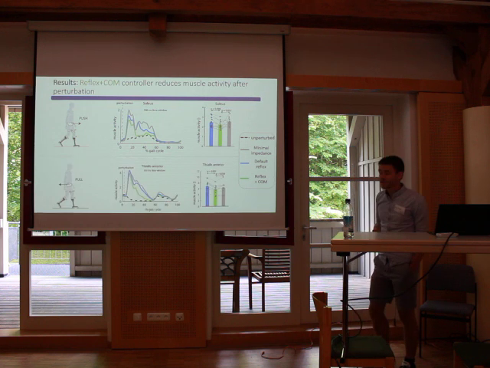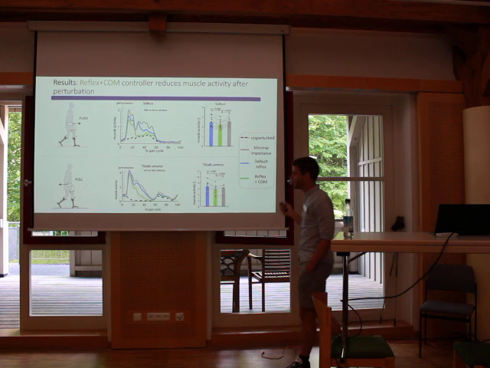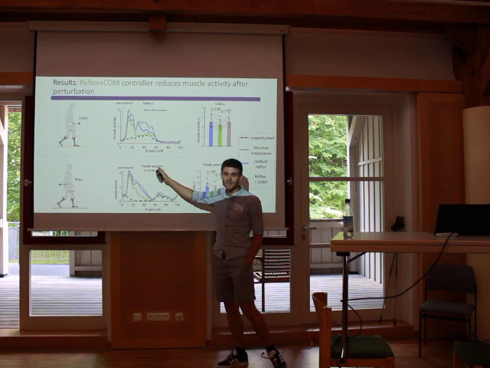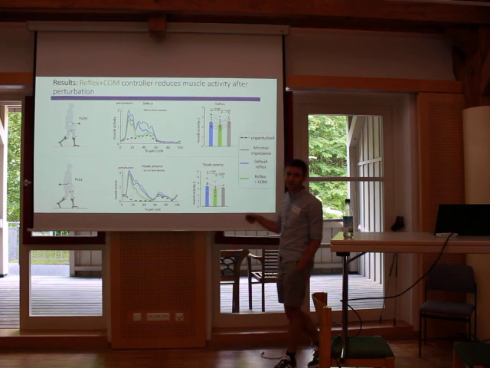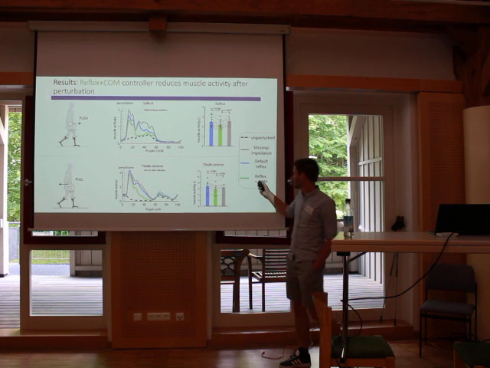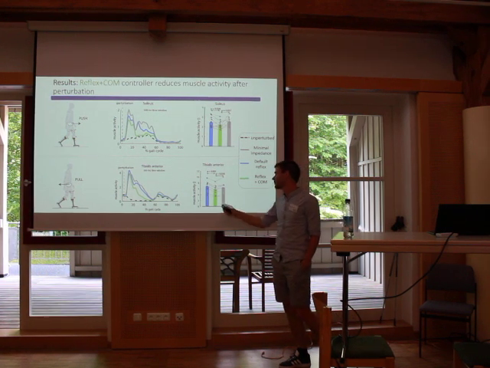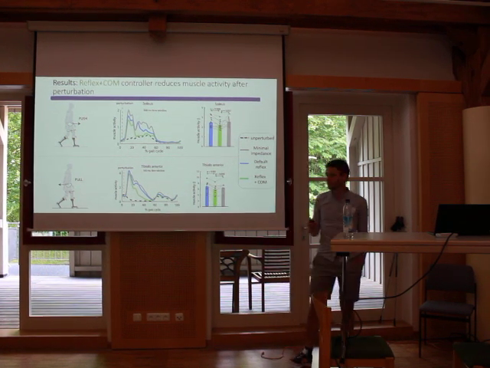A very similar story for the pull perturbations, but there we see a large increase in tibialis anterior activity, and this increase is smaller for our reflex controller with center of mass feedback compared to the default one and compared to minimal impedance.